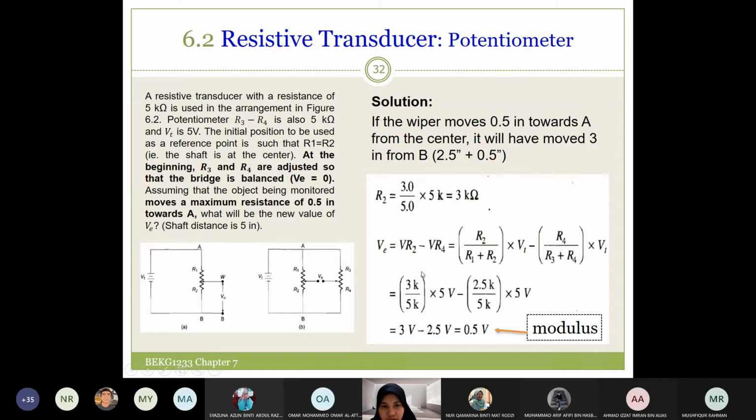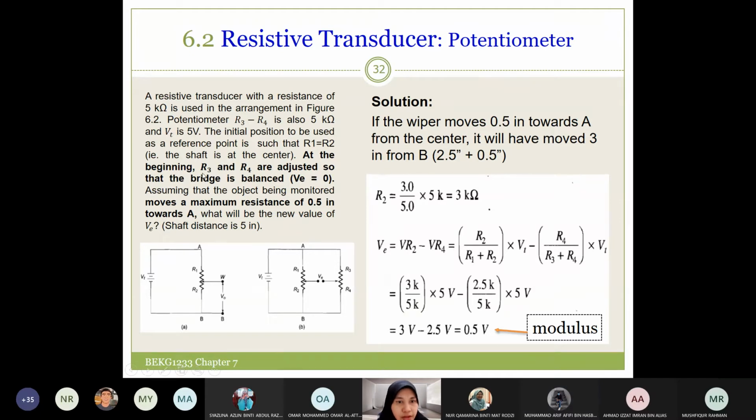And then VR4. VR4 is 2.5K divided by 5K multiplied by 5 volts. So the new value for the terminal voltage here is 0.5 volt, instead of what? Class? 0. Instead of 0.